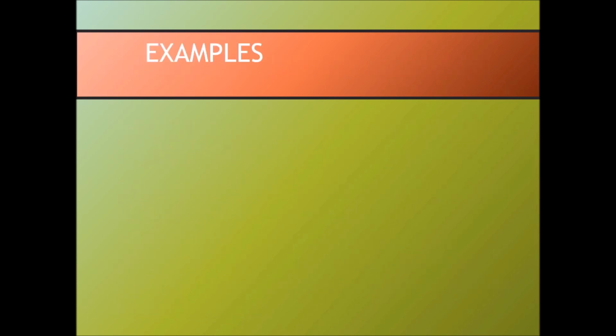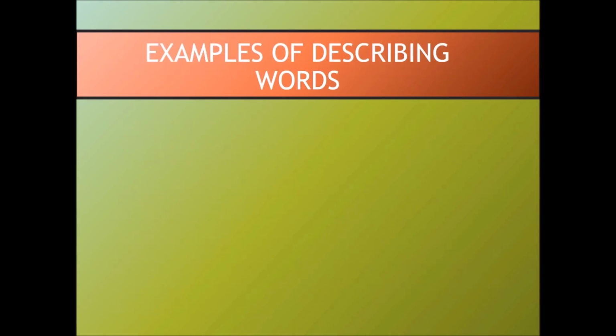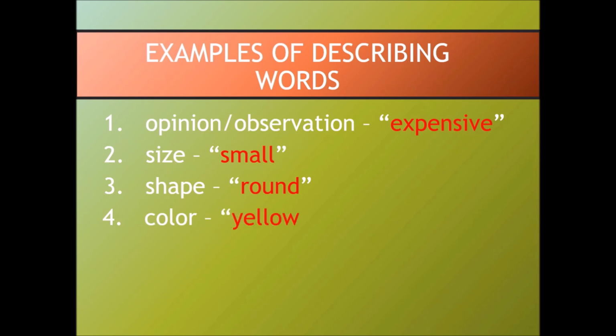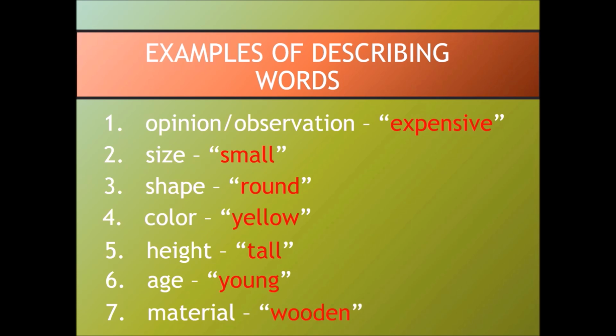Examples of describing words. First, we have opinion or observation, the word is expensive. For size, the word is small. For the shape, the adjective is round. For the color, the example of the word is yellow. For height, the adjective is tall. For the age, we have young. And finally, for material, we have wooden.